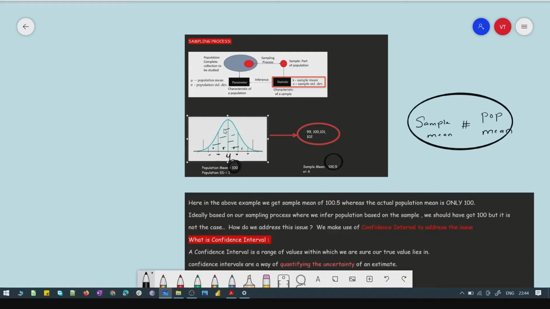And the elements that go into the formation of a sample are not the complete representation of the population. It is not a 100% representation of the population. That's why you tend to have this particular difference, right? So how do you overcome it?